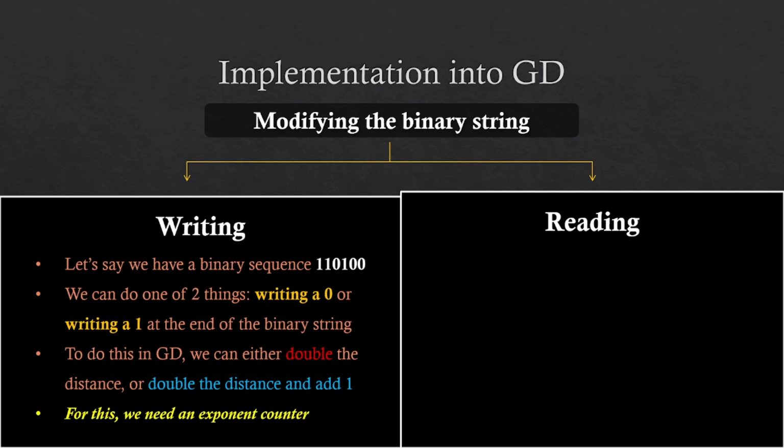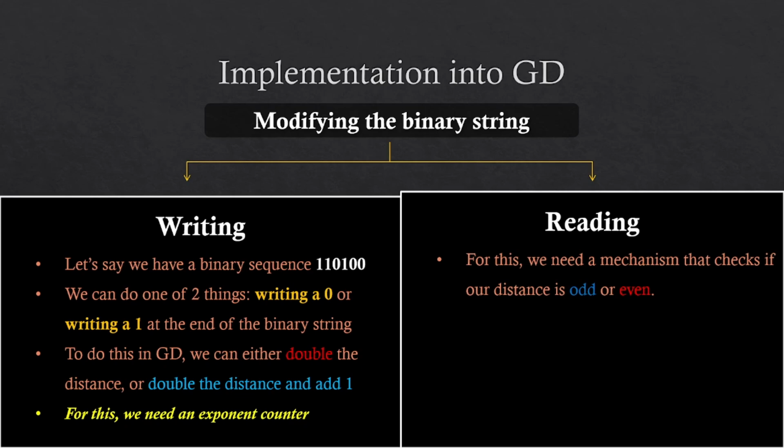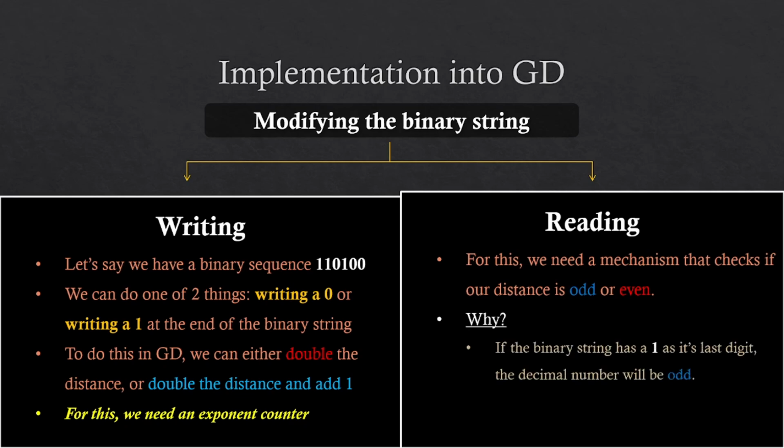Second thing is reading through the sequence itself. What do we need for reading? We need a mechanism that checks if our distance is odd or even. This basically means that the decimal number we convert this binary string into is odd or even. Why exactly? Well, if the binary string has a 1 at the end, the decimal number will be odd, so this is really handy. And if it's a 0, the decimal number will be even, so this is exactly why we need this checker.